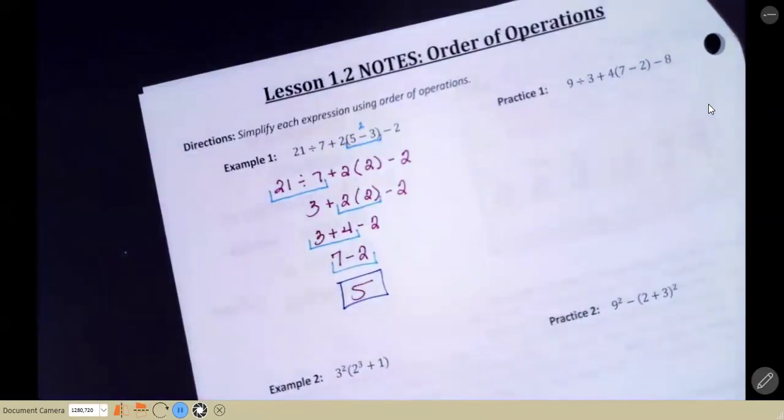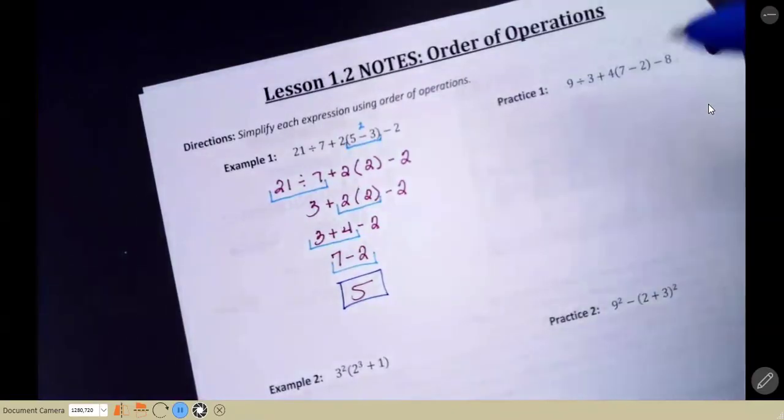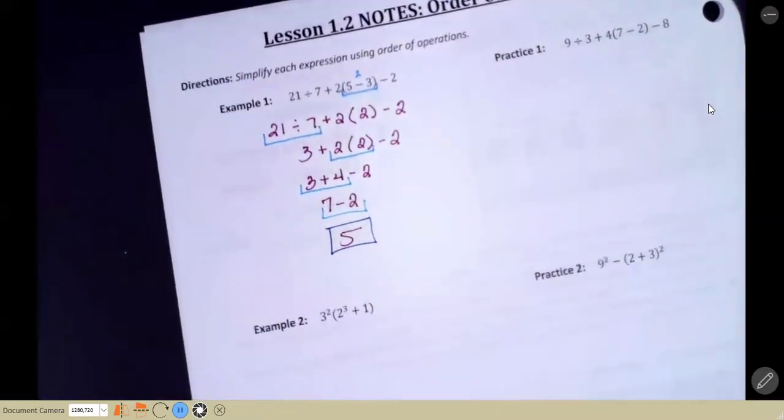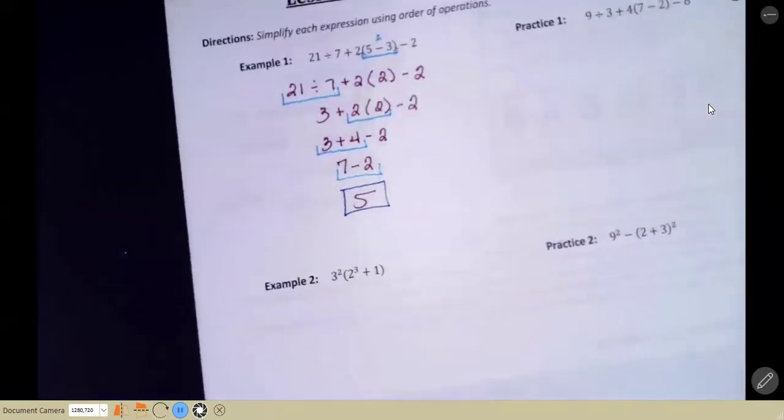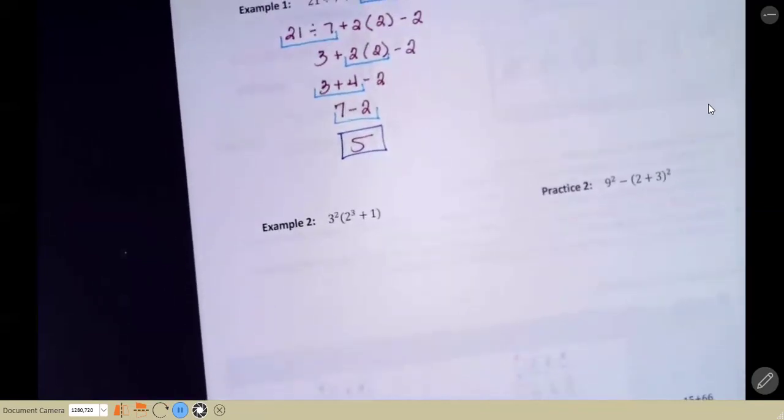Okay, what we're going to do is go down to example 2, and then go down to example 3, and then you with your partner will do practice 1, 2, and 3 on your own. Okay. So let's look at example 2. Order of operations says parentheses first. So we're going to do what's in parentheses first.